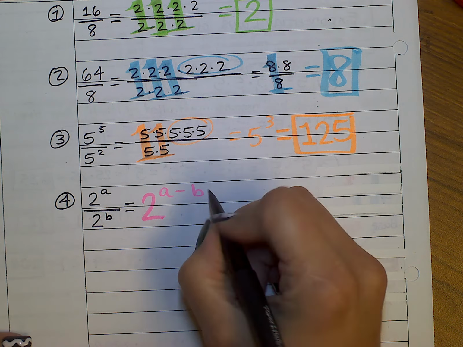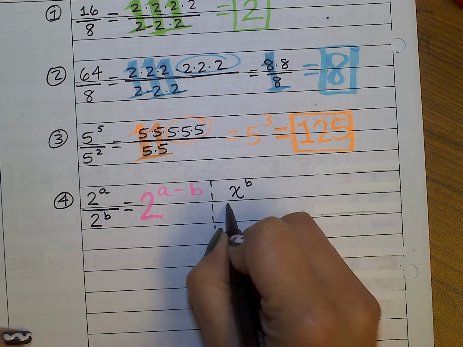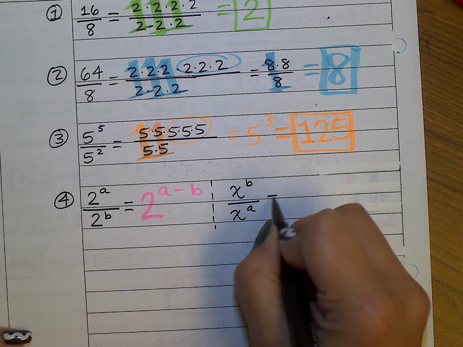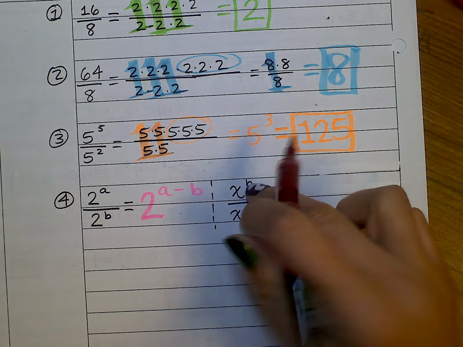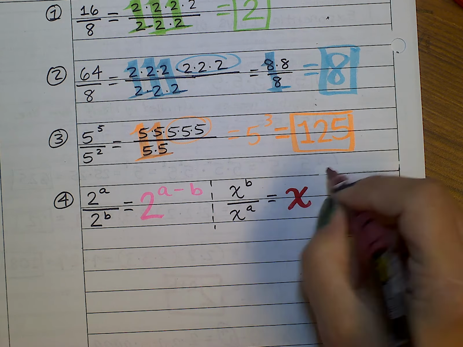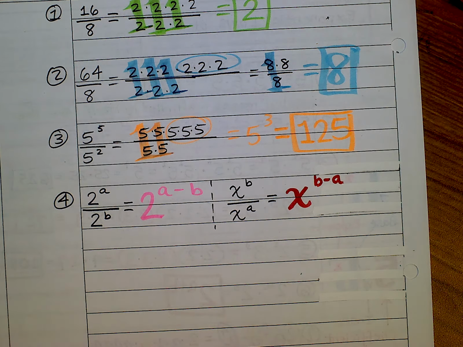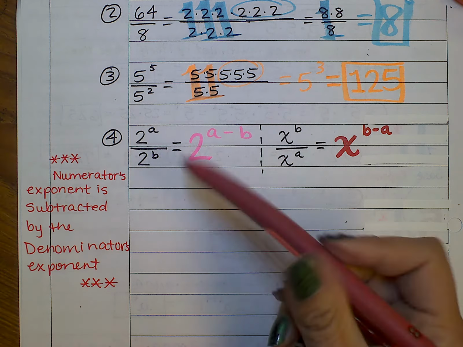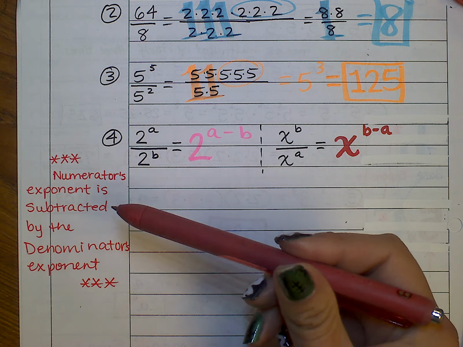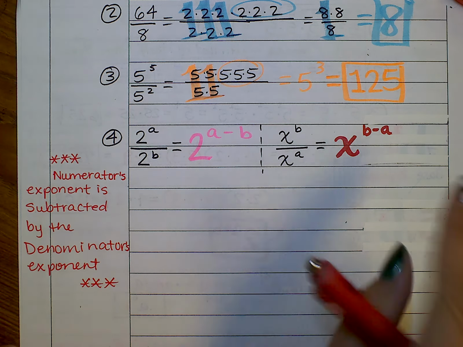Well, then I pose this question. What if I had x to the power of b over x to the power of a? I asked, would that matter? And you guys said definitely. Because b is on top, I would say my answer is x to the power of b minus a. It does matter. So since it matters, we went ahead and wrote this note stating that a numerator's exponent is subtracted by the denominator's exponent. That is very specific.